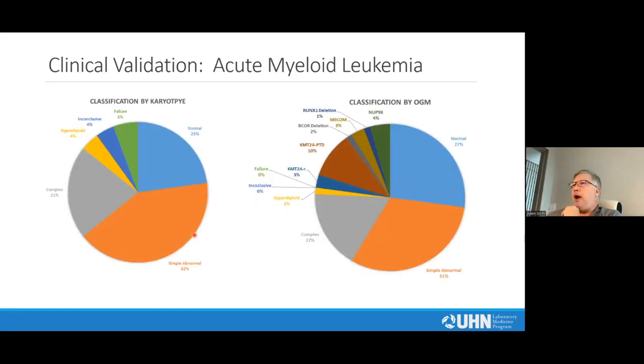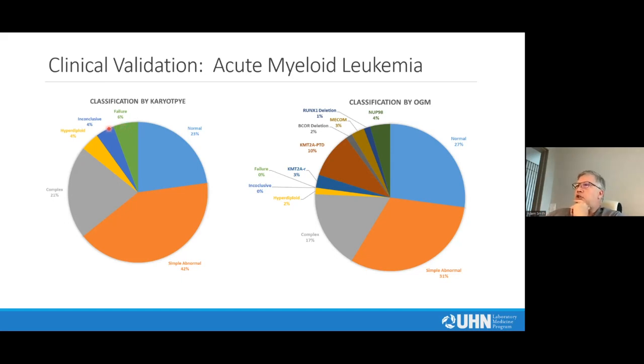And so just graphically to illustrate that, this is basically how we classified the 70 cases by karyotype. We had 23% that were normal. We had 42% that had a simple abnormal karyotype, including things like t(15;17)s and inversion 16s, etc. 21% complex, 4% with hyperdiploidy, 4% were inconclusive, and 6% were failures.